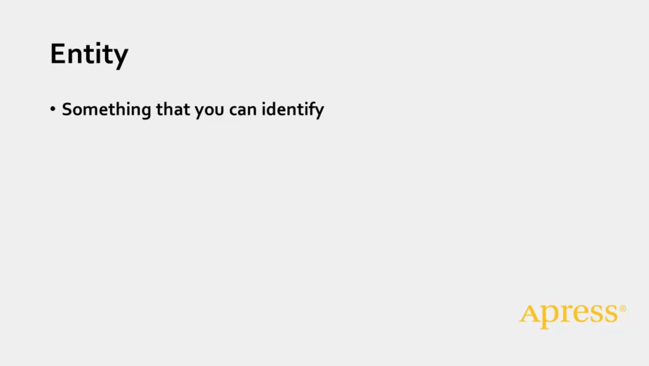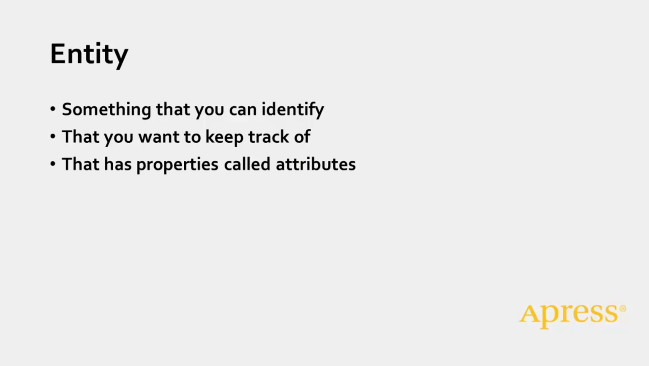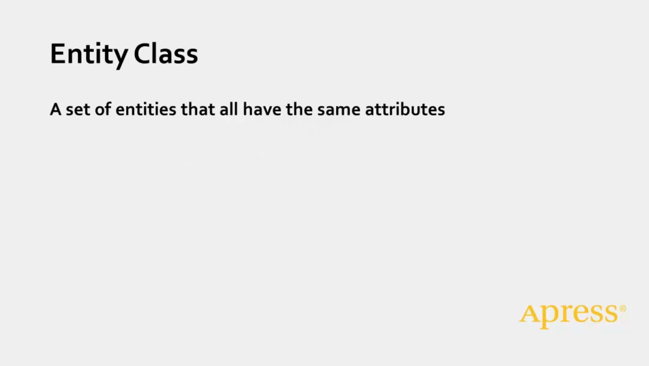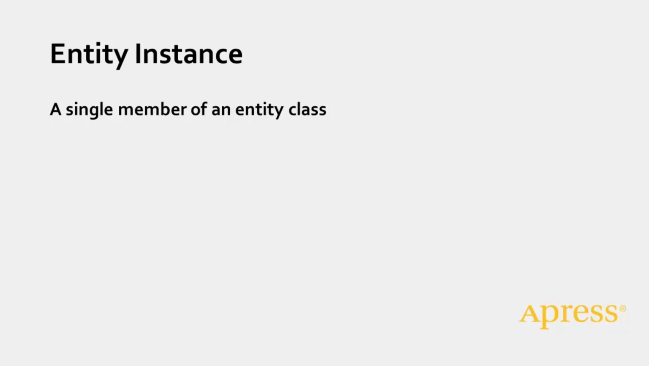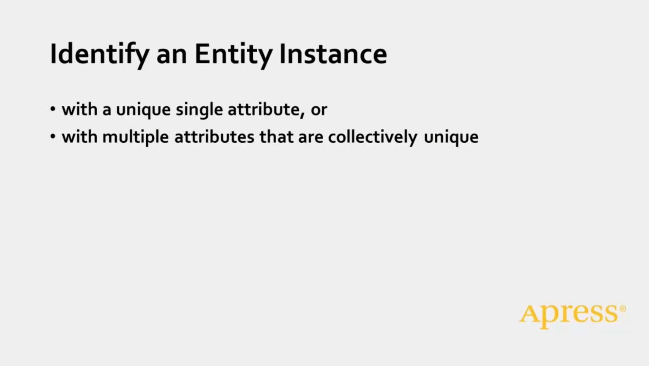An entity is something that you can identify, that you want to keep track of. Entities have attributes, which are facts that are true about the entities. An entity class consists of a set of entities that all share the same attributes. An entity instance is a single member of an entity class. Entities also have identifiers. An identifier can be a single attribute or a collection of attributes that distinguishes a single instance of an entity class from all the other instances of the same class.